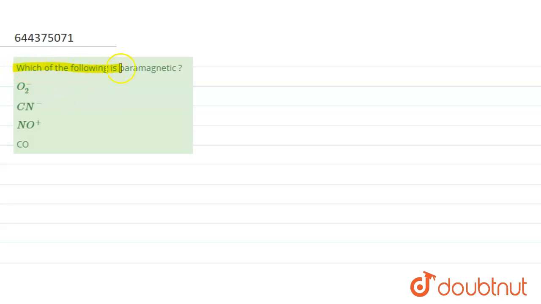Hello. So the question is, which of the following is paramagnetic? O2 minus is given, CN minus is given, NO plus is given, CO is given. So first we'll calculate the number of electrons.